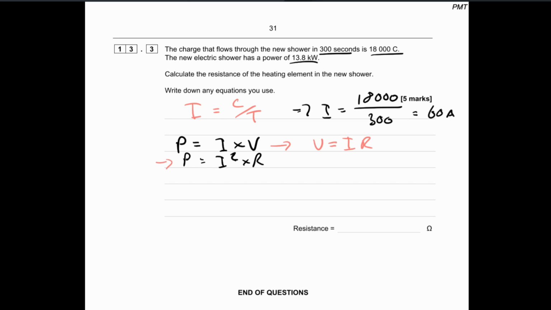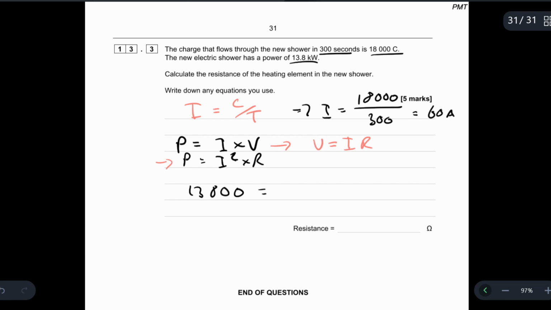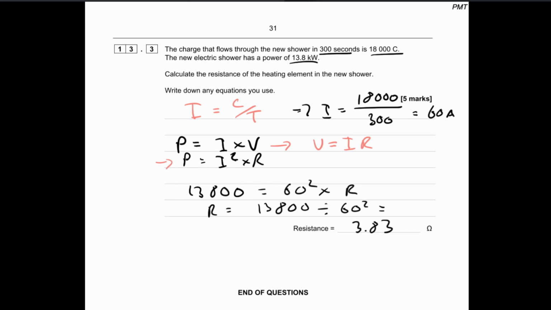And so now you can just plug in your numbers. You've got 13.8 kilowatts over here, so you need to convert this to watts. So 13,800 watts is equal to I squared, which is 60 squared, times the resistance. Then you want to rearrange for your resistance. So you get 13,800 divided by 60 squared. And that should give you a final answer of 3.83 ohms.